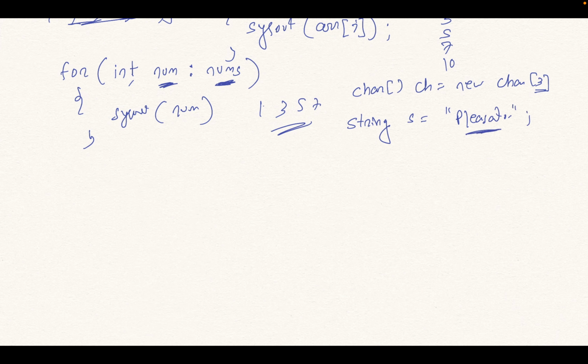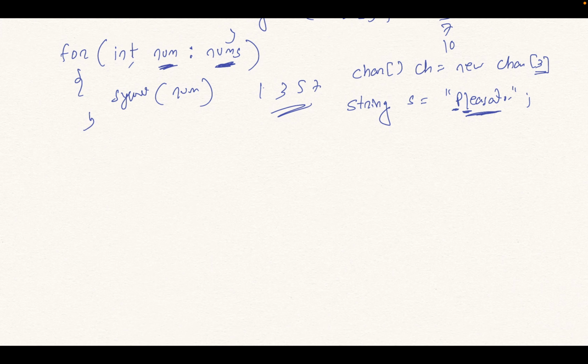So a string is basically a character array. Internally Java stores it as a character array. That means if I convert it to a character array, the first character will be p, the second character l, like that. How to convert from a string to a character array? We have a method called toCharArray. So if the string name is s, then s dot toCharArray.